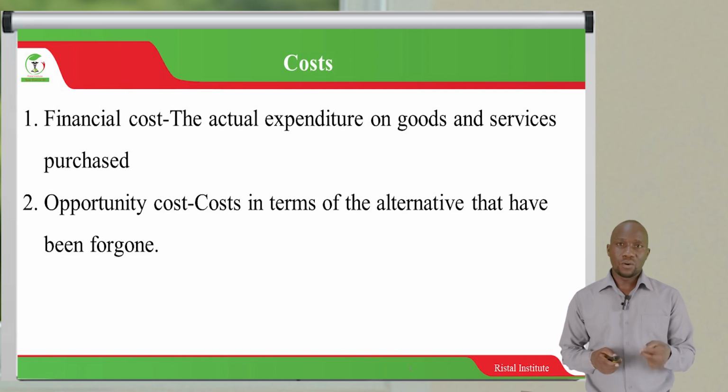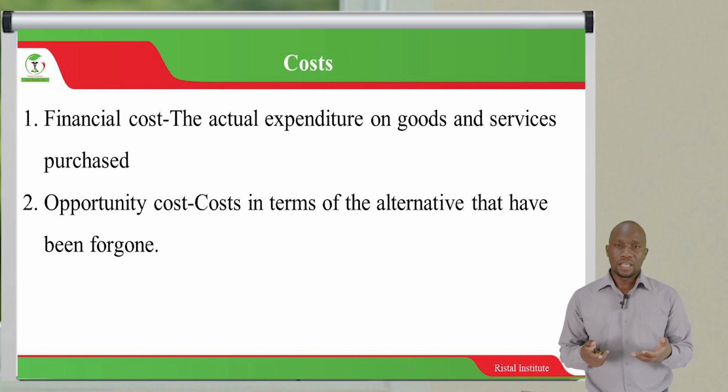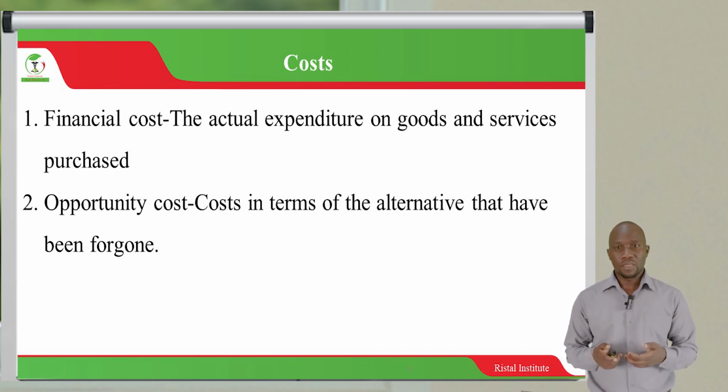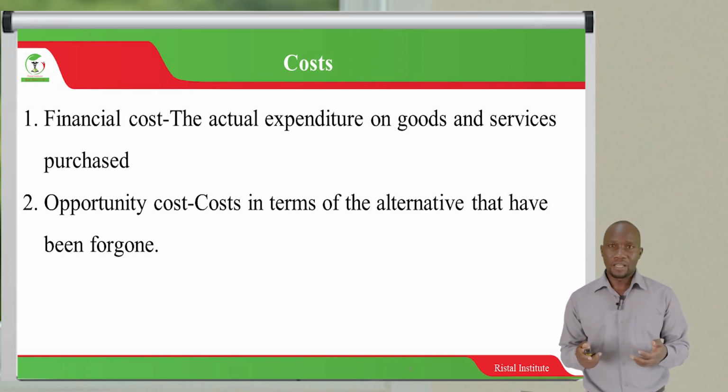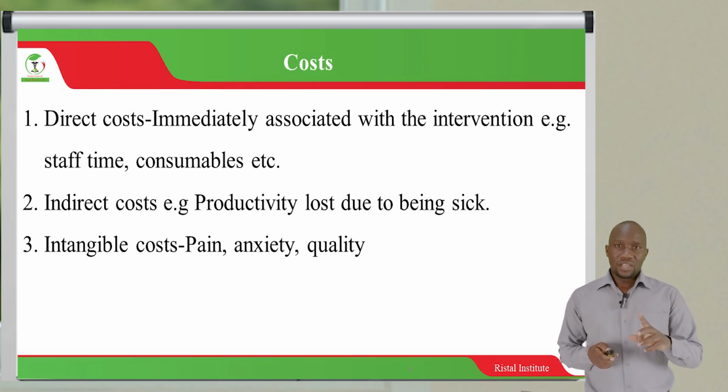So when looking at the costs, we basically can look at it from two angles. Like how much do you spend on particular goods and services, that is the financial cost. And then the other cost that you can also look at is what you call the opportunity cost, which looks at the cost foregone if you have decided to buy one alternative. These costs can be direct or indirect.